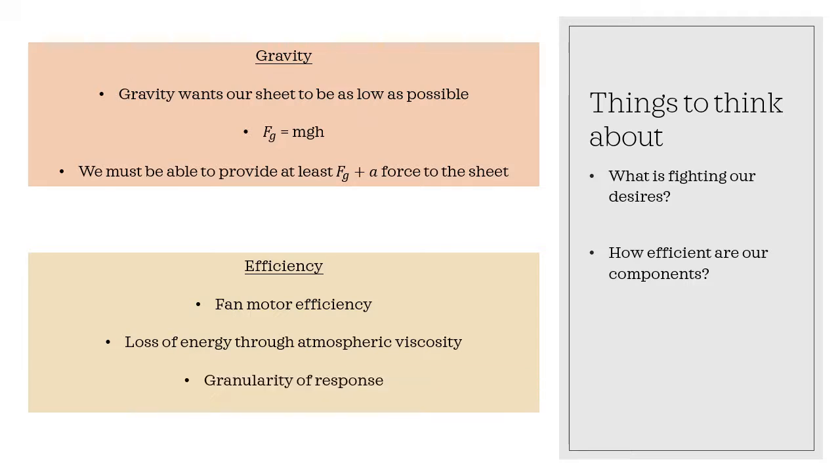And another thing we need to consider is the granularity of our response. And what I mean by that is, how many settings does our fan have? If it's just on or off, then maybe we can get it to stay at some height based on pulsing the on-off thing, but it's not going to be very steady. But if we have 150 different speed variations on our fan, we have a lot more granularity. We have a lot more fine control.